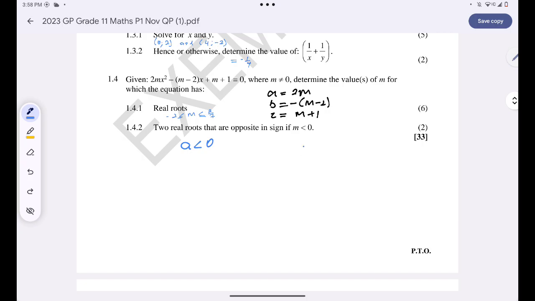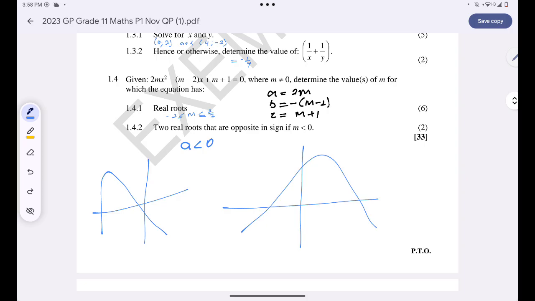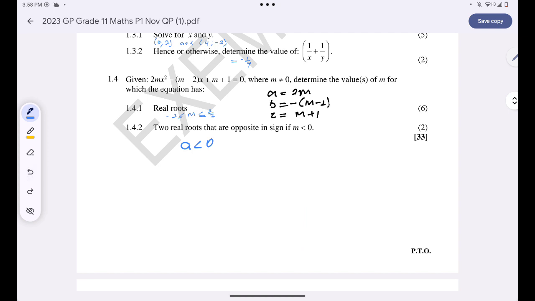So if a is less than 0, I know that my graph will look like this. Are you together? So either my graph will look like this, or it can be here. It doesn't matter, but all I know is that my graph has to be concave down. It has to have a sad face. Are you together? Okay, now let's deal with the question. They are telling us for which values of m the equation has two roots that are opposite in sign.